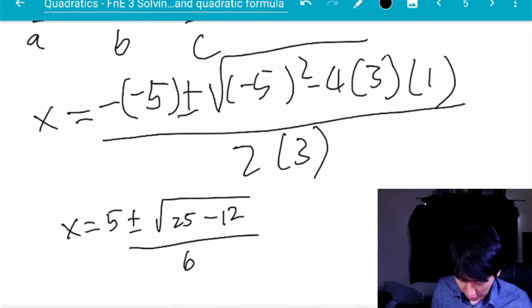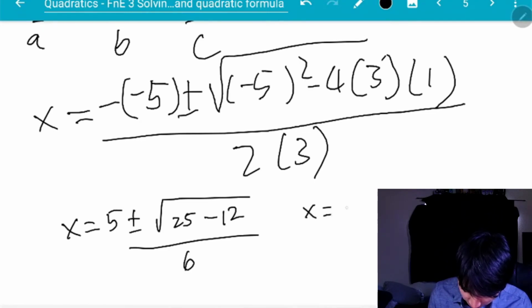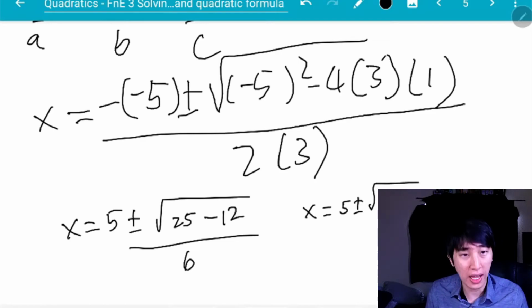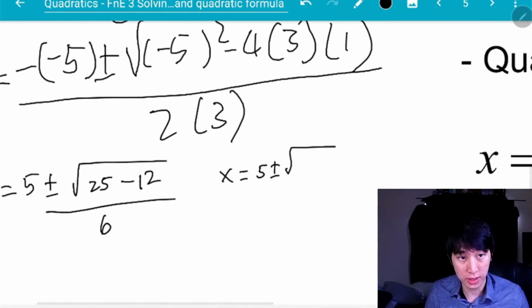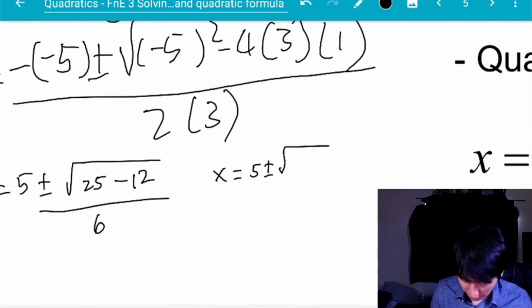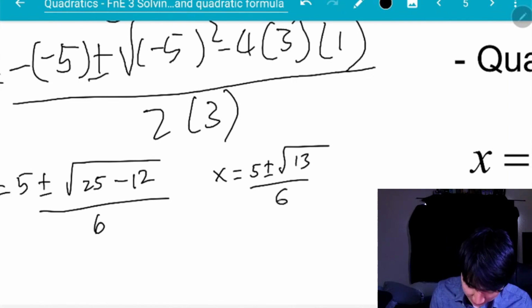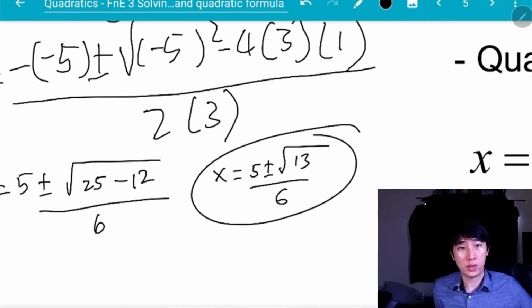All right. Now from here, we finish this off. X equals 5 plus or minus the square root of. Now what's 25 minus 12? Whoops, let me move this over. 25 minus 12 is 13 divided by 6. Now again, 13 is not a perfect square, so we just leave it there.